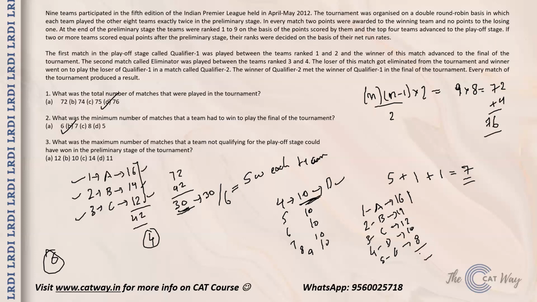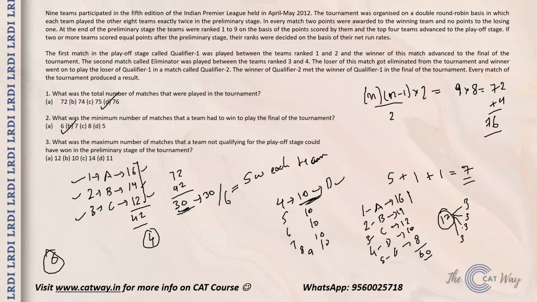Now these teams have 60 matches, and that means another 12 matches are left. You have 4 teams left. You divide these 12 matches among 4 teams. That is 3 matches each team is going to win.